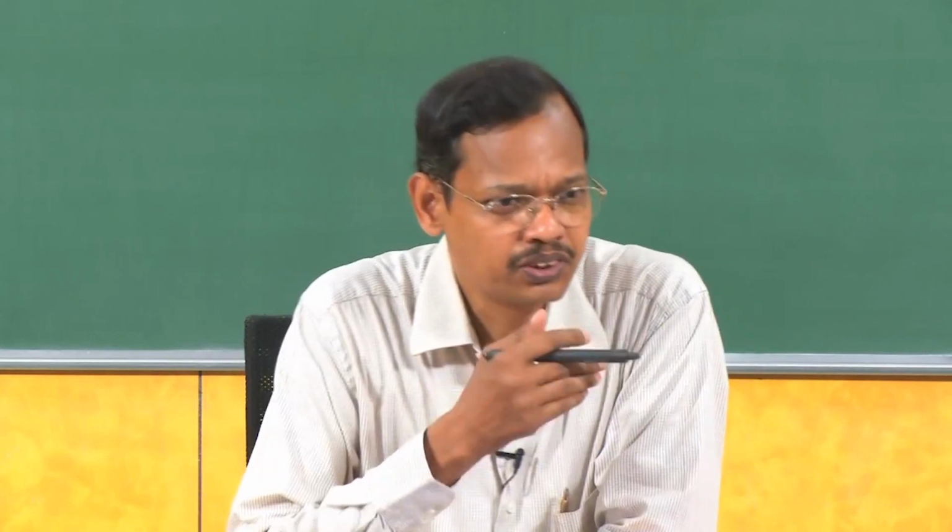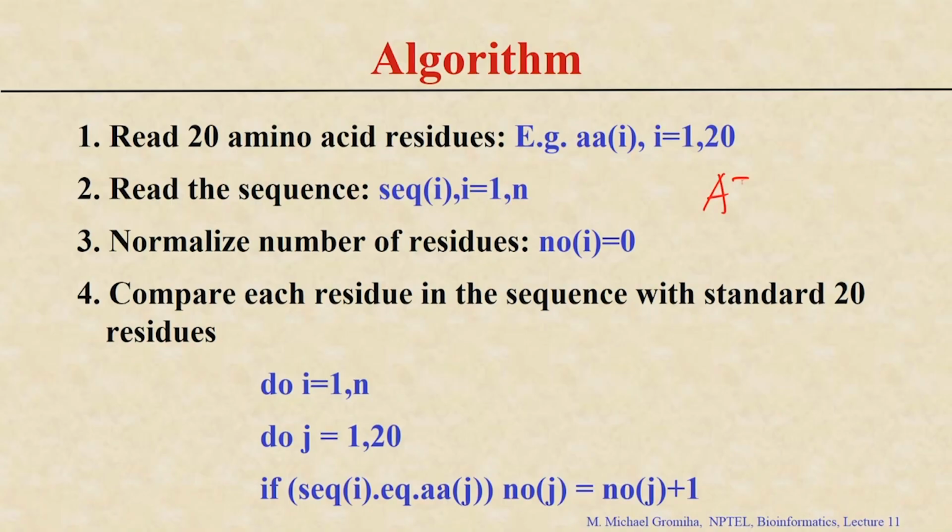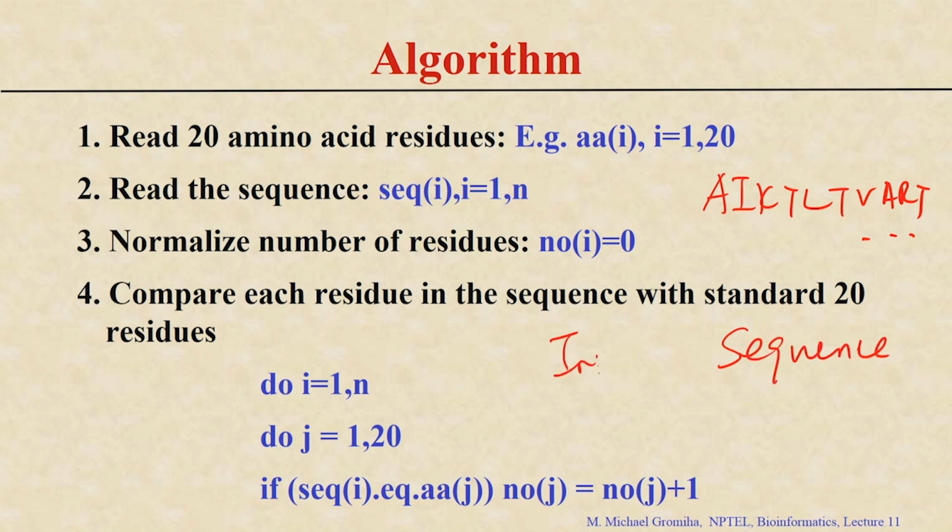Then how do we write a program to calculate the composition if I give any sequence? For example, I have a sequence like this, and I want to calculate the composition. What inputs do we require? Sequence. We need a sequence. Then what else do we need? A list of amino acids, right. How many amino acids? 20.